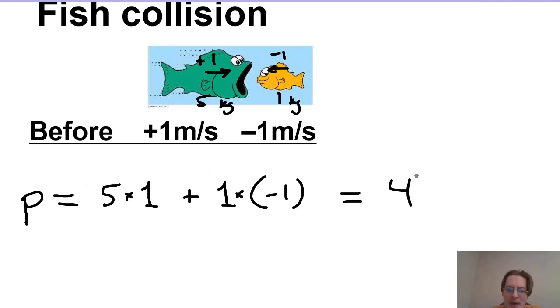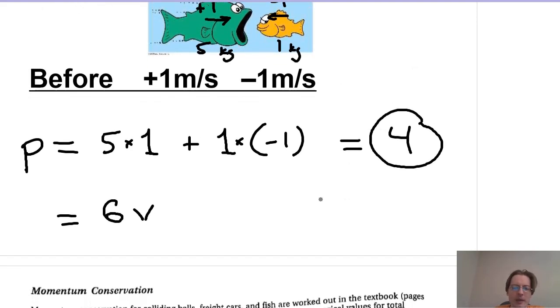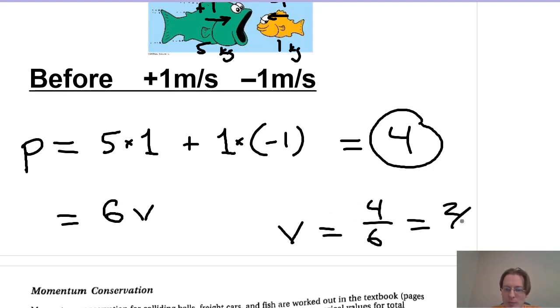Okay, so now I know the amount of momentum before the impact. But that's exactly equal to the amount of momentum after the impact. After the impact, the mass is 6, moving at an unknown velocity. Okay, so now I solve. 4 equals 6v. I divide by 6 and find that v is 4 over 6. In other words, 2/3 of a meter per second.